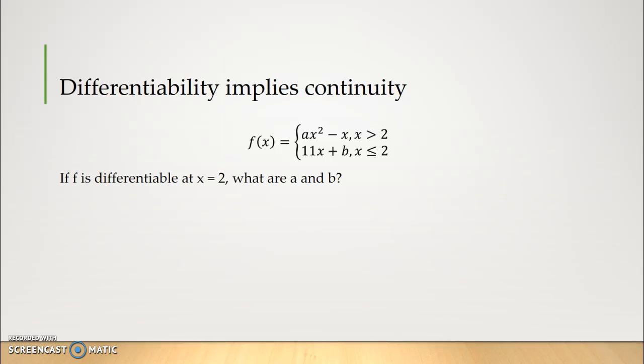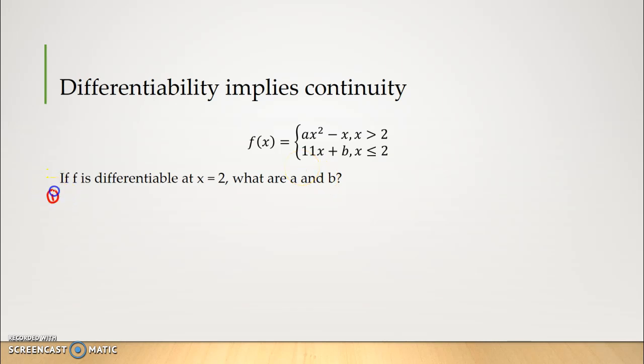So one of the properties of being differentiable is, in order to be differentiable, your function has to be continuous. So if somebody tells you that you have a differentiable function, then you know that it's also continuous, and they don't have to tell you that as a separate thing. So this is a piecewise function, and it's differentiable at x equals 2, so what do a and b have to be?